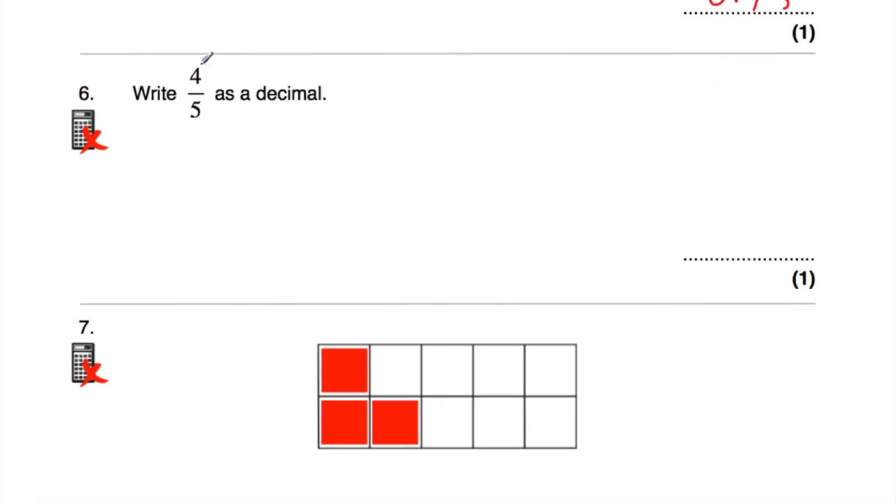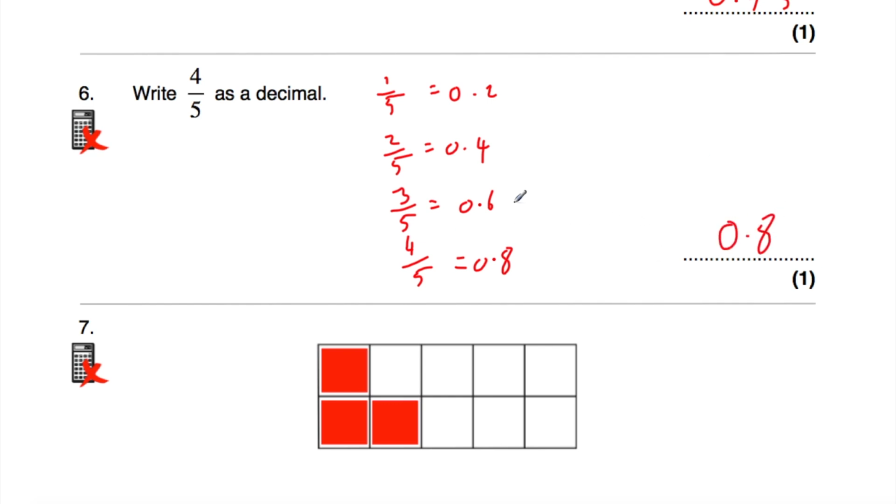Question number 6 says to write 4/5 as a decimal. Now again, thinking back, I told you that it's quite important to learn that 1/5 is 0.2, so 4/5 would be 4 lots of 0.2, which is 0.8. Or you could count up that 1/5 is 0.2, 2/5 is equal to 0.4, 3/5 is equal to 0.6, and 4/5 would be equal to 0.8. So again, it's quite useful to learn that 4/5 is equal to 0.8 and to know that off by heart.